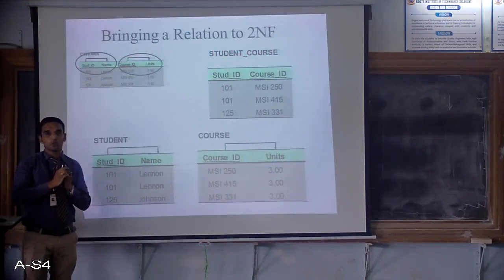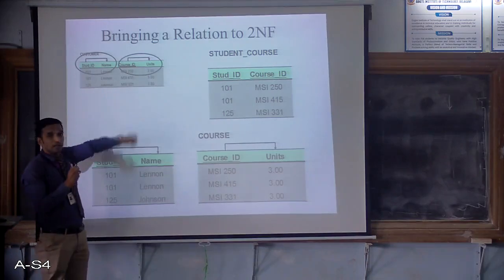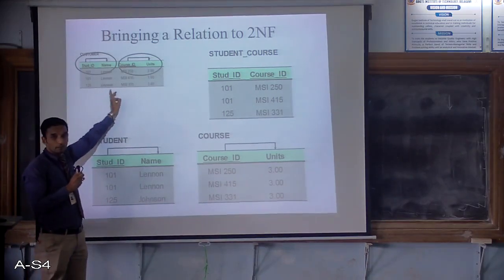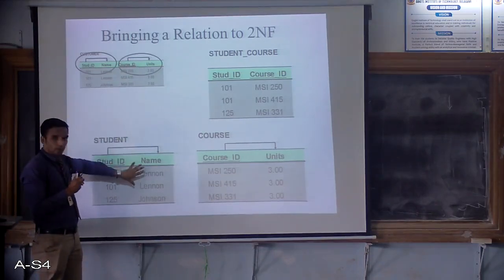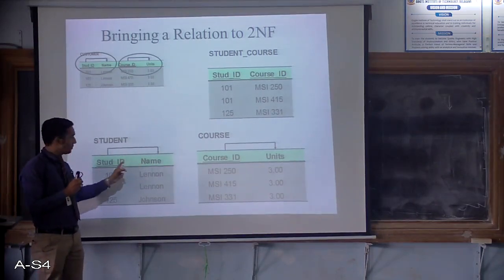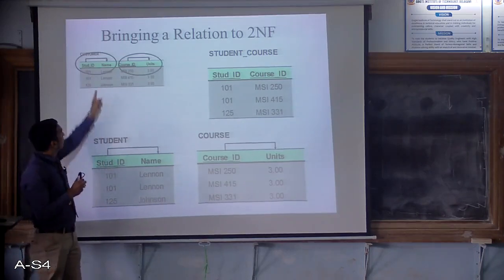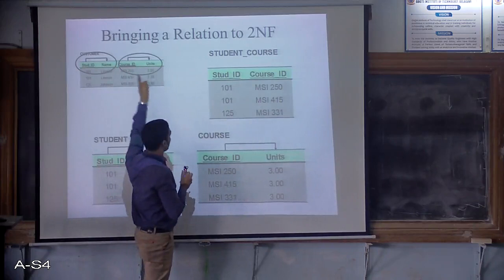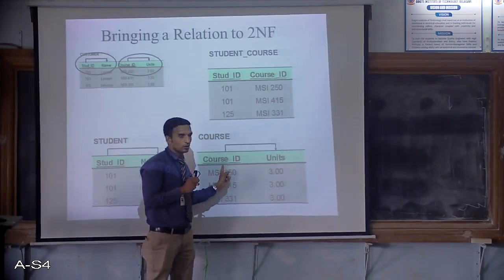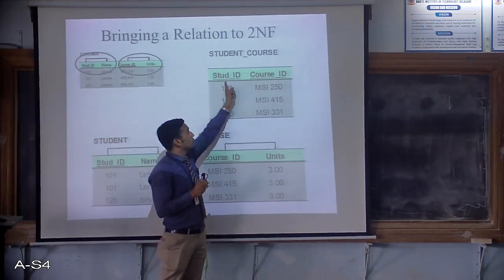Got it? How this works in 2NF? Given a relation, if there are partial dependencies, take out the partial dependencies and place them in a new table. And whichever is a partial dependency, make that attribute a key attribute. Student ID was a key attribute, it's a key attribute. Course ID was a key attribute, Course ID is a key attribute. And the parent table will have Student ID and Course ID.